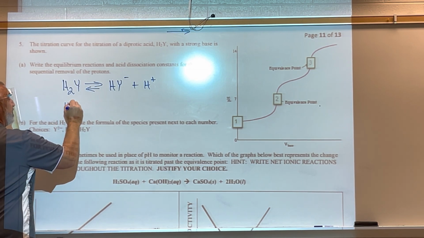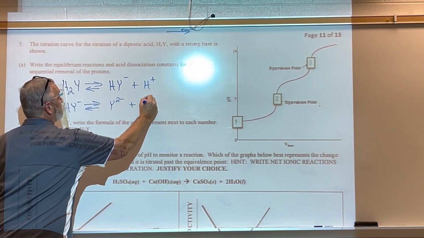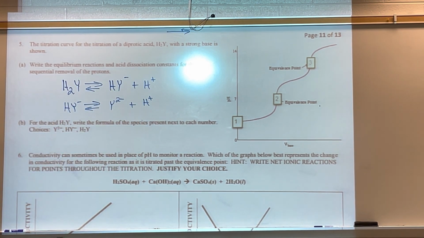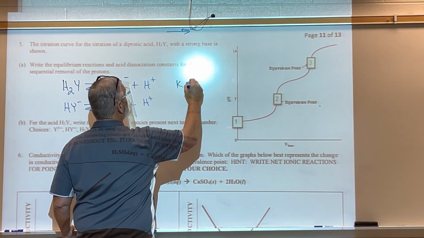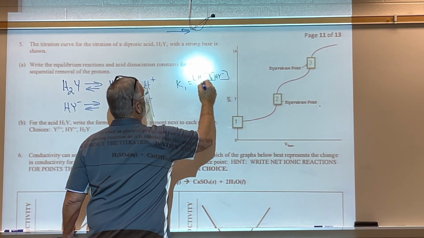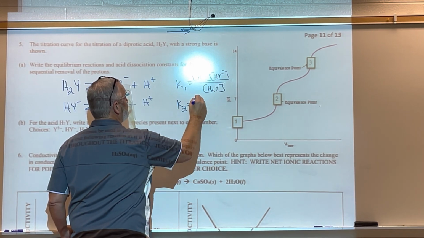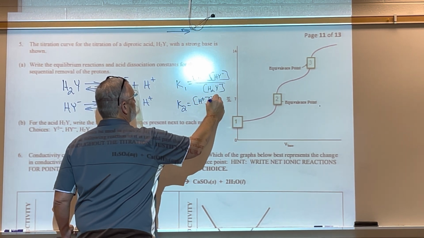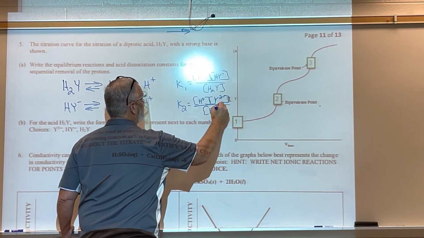And then HY minus is going to go to Y2 minus plus H plus. Now the only thing I can think is they want the expression. You can't calculate K from this because you don't have any information. Okay? But you can say that K1 is equal to H plus times HY minus all over H2Y. And then K2 is going to equal H plus times Y2 minus all over HY minus.